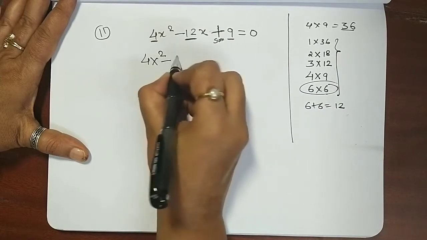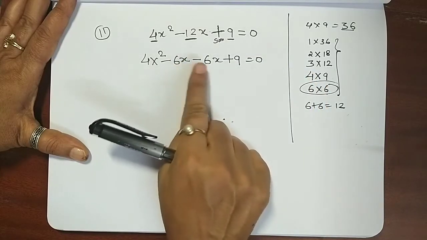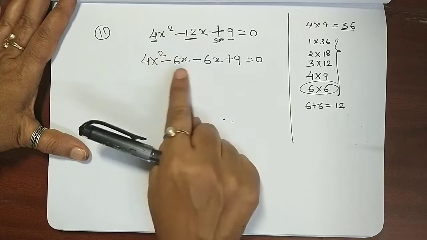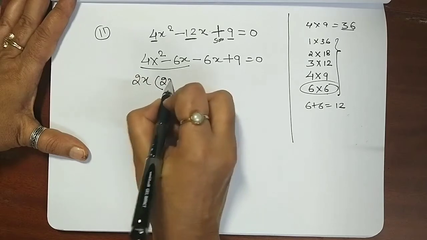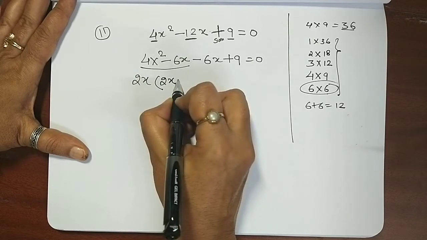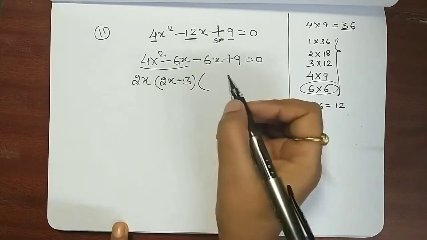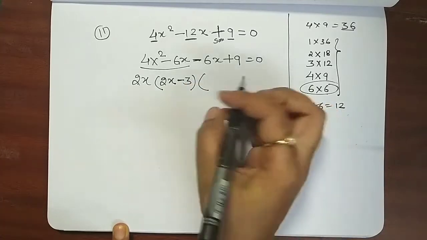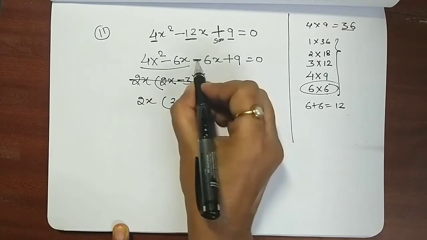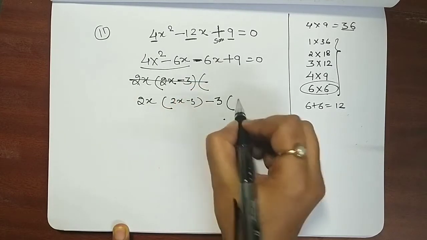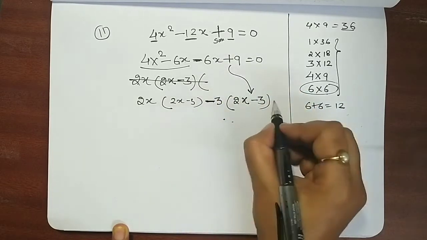So 4x square minus 6x minus 6x plus 9 is 0. Why did I take minus 6? Because I need minus 12. That's why. Now out of these two, what is common? 2x is common. So I will get 2x, and 2 is out so 3 is left, so 2x minus 3. And here, can I take minus 3 common? So I will get 2x minus 3, because this plus will become minus since I'm taking minus in front.